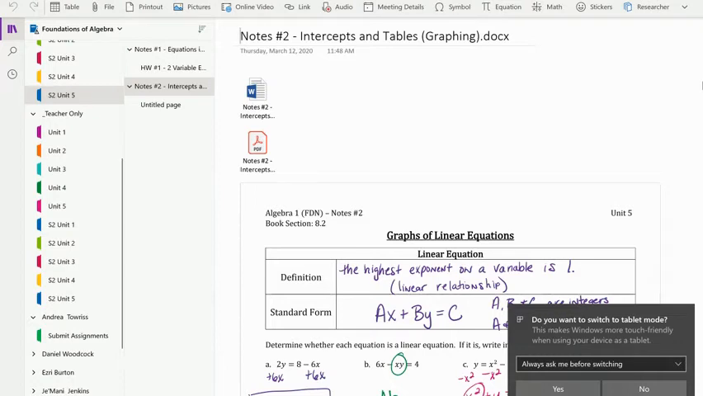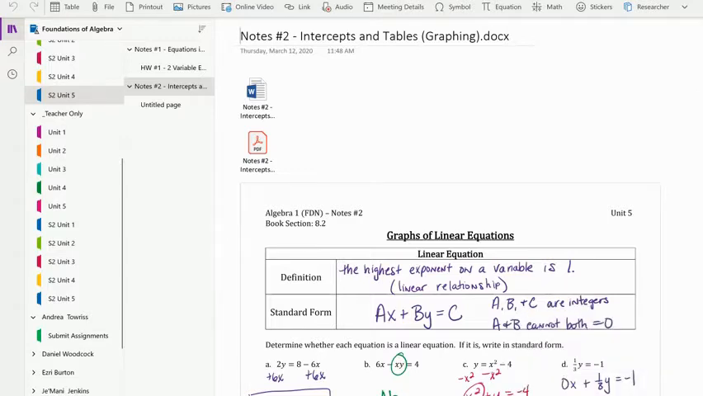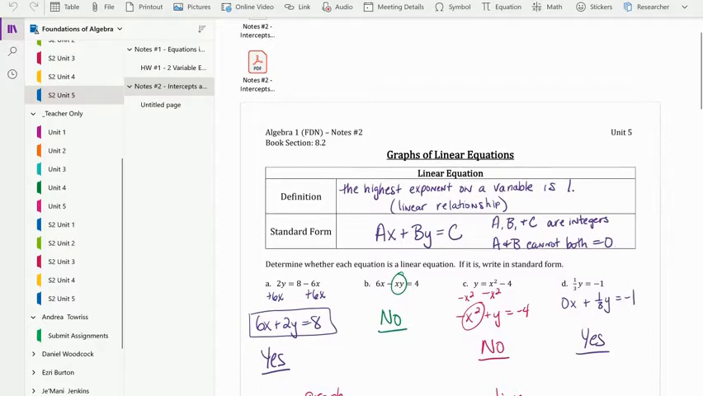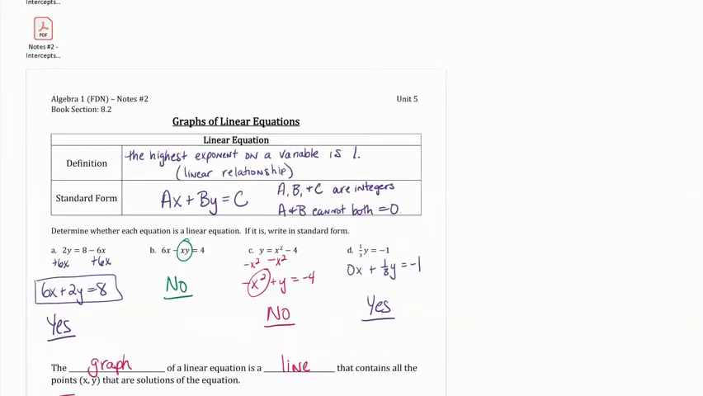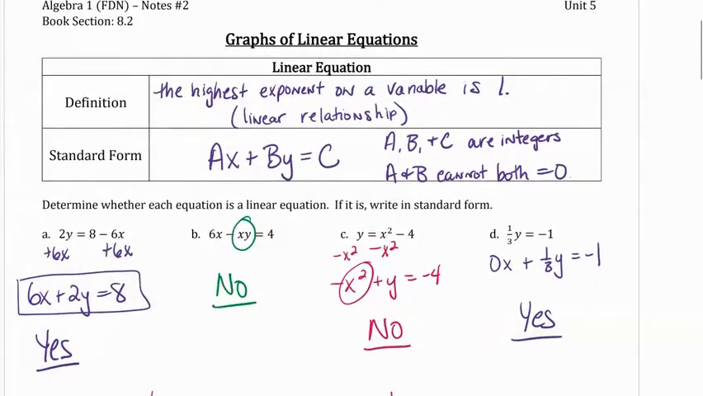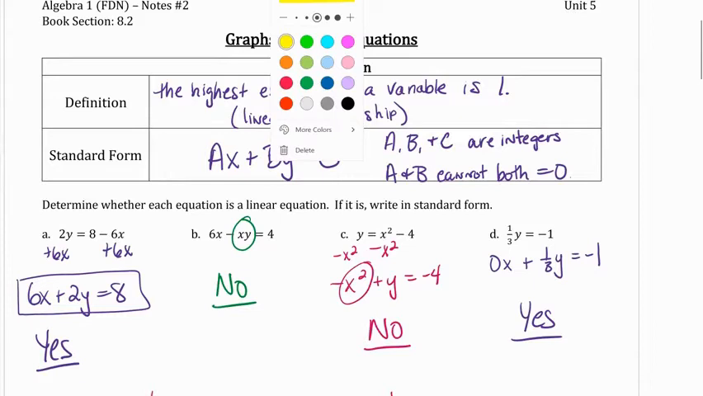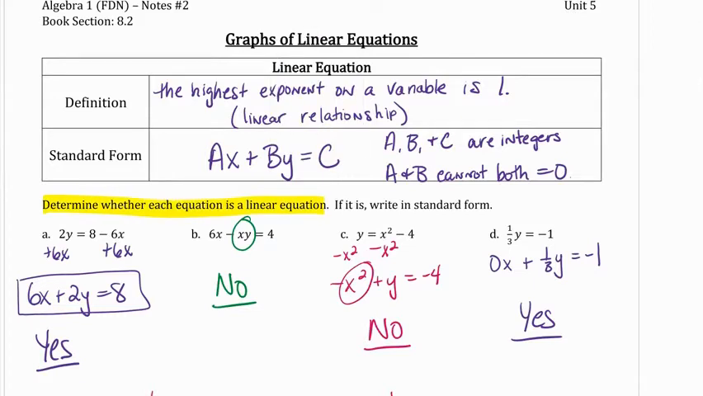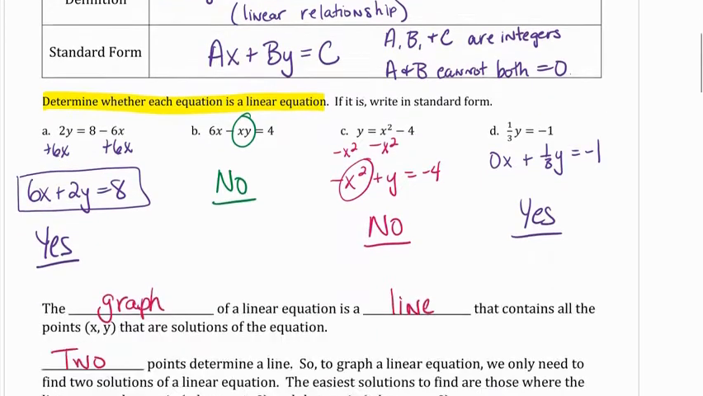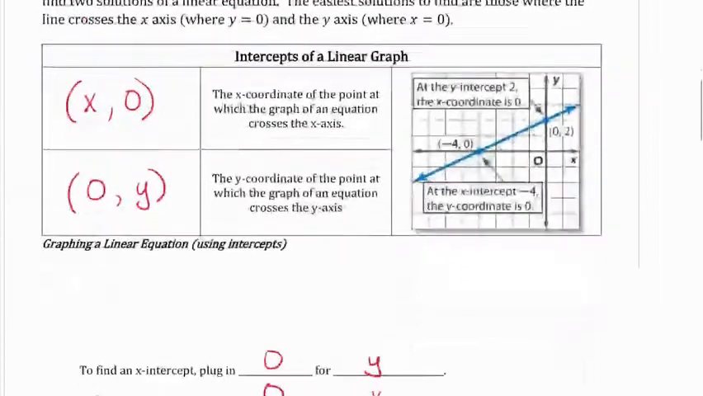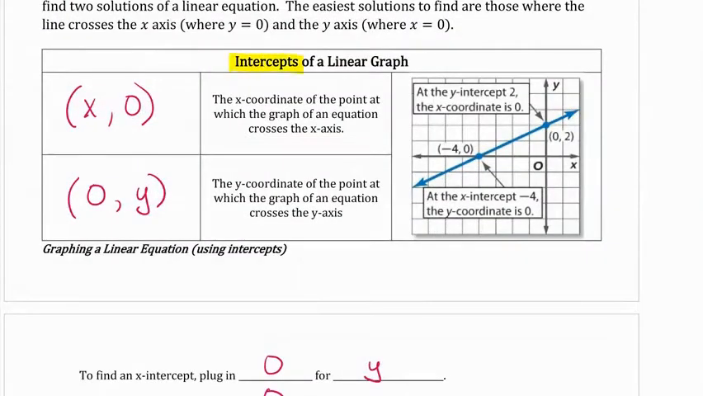So before we left for our e-learning break, we were working on graphing, and we went through the beginning of these graphing linear equations notes. We talked about how to decide if an equation is linear. That's what we were doing in this first section here. And remember, if you can get it to look like ax plus by equals c, that means it can be linear. We talked about finding x and y intercepts.